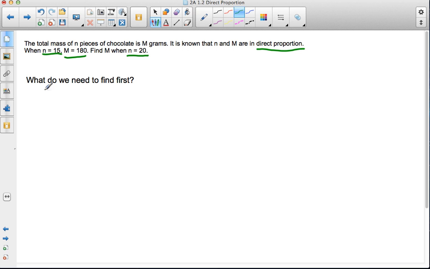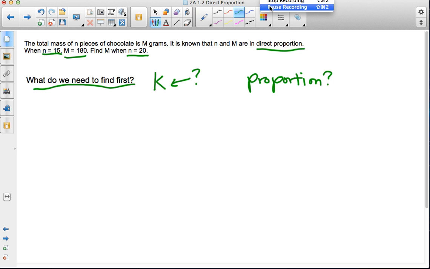So what do we need to find first? It depends on how you want to go about solving this problem. Do you want to find the constant, which is k, or do you want to set up a proportion? Let's think about that for a second.